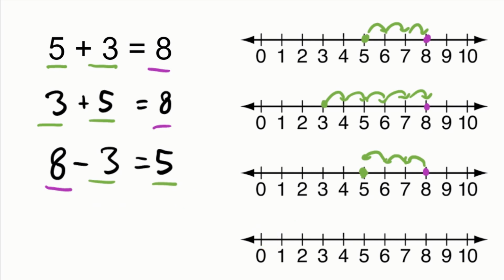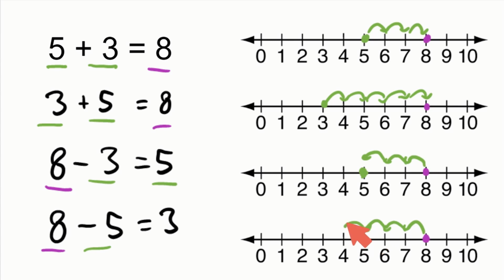All right, and what's our final subtraction problem we can write? 8 minus 5 equals 3. Starting at 8, moving left 5, 1, 2, 3, 4, 5. I see that I'll land at 3.